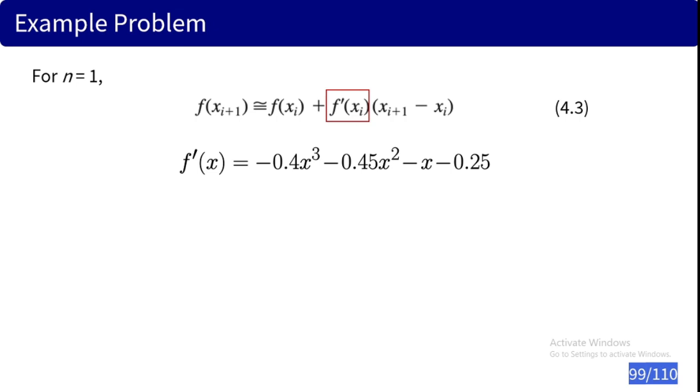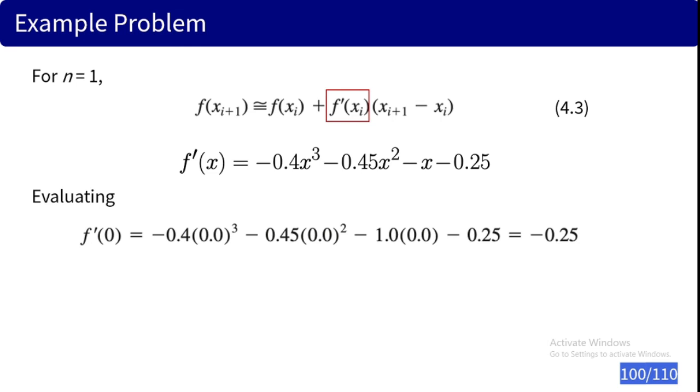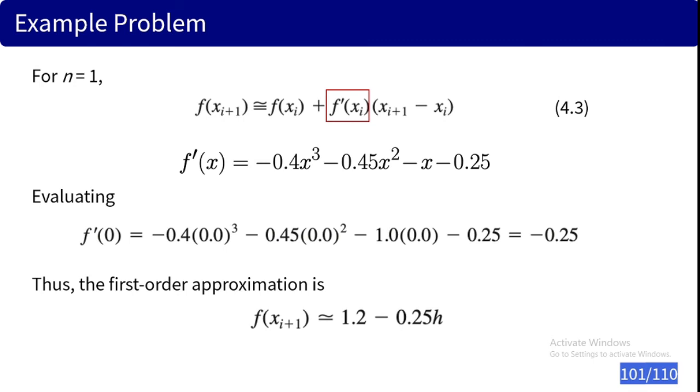Alright. So next is ato na siyang i-evaluate first sa value nga at x sub i nga 0. Okay? So in evaluating this first derivative, ato lang i-substitute ang value sa atong first derivative nga expression, then we get nga f prime 0 is equal to negative 0.25. Thus, the first order approximation is 1.2 minus 0.25h.